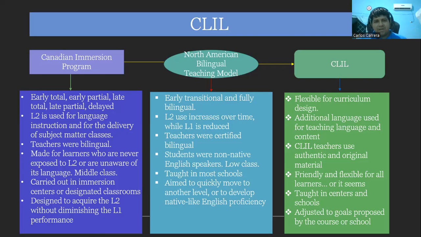Then we have the North American bilingual teaching model. This model was also divided in stages. We first have the early transitional and the fully bilingual. Later we will explain what those terms mean. So the second language in this model will increase over time, while the first language will be reduced, because this model aims to increase the use and practice of the second language over the first.